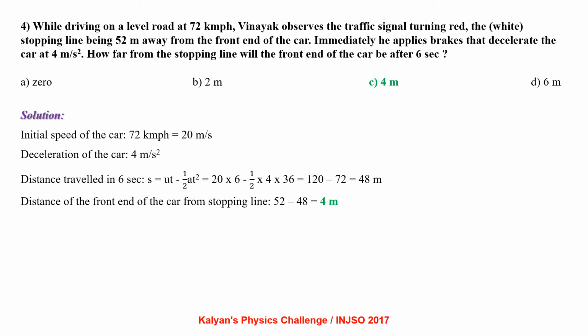Initial speed of the car is 72 kmph, that is 20 meter per second. Deceleration of the car is 4 meter per second square. Distance travelled in 6 seconds, S equal to ut minus half at square, which comes out to be 48 meter. So the distance of the front end of the car from the stopping line is 52 minus 48, that is 4 meter.